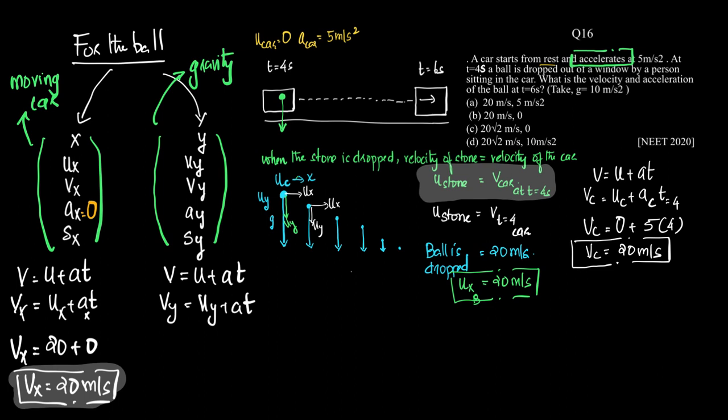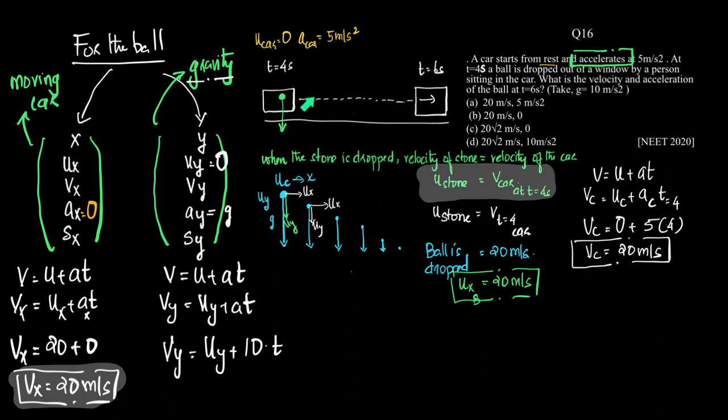See, the next one is that it has a component due to gravity. So ay here would be equal to g. So we can write that vy is equal to uy plus, what is a? a is 10, into t. Now the vertical component here is equal to 0. Why is it equal to 0? Because when the object was dropped, the car was moving along the positive x-axis alone.